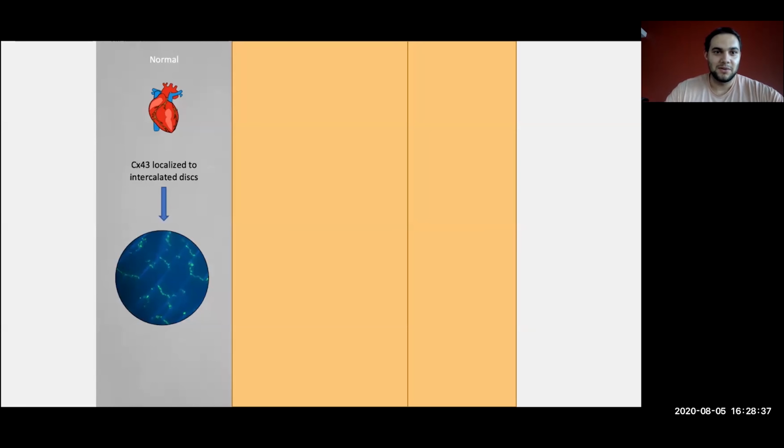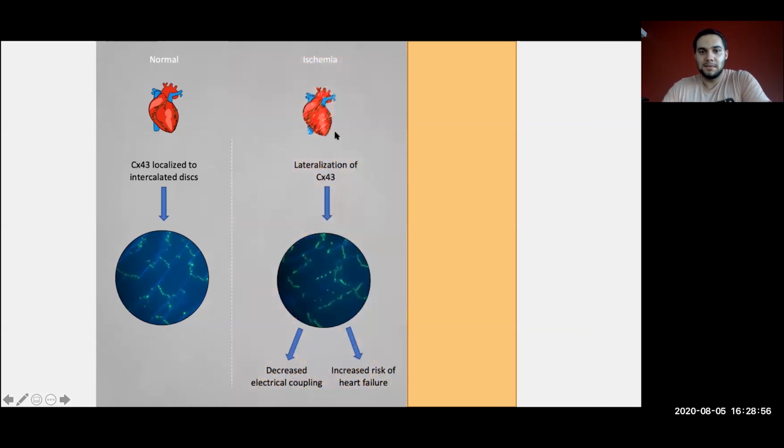infographic here. So in normal conditions, you have connexin 43 localized to intercalated discs, kind of like I showed with that animation before. So in this image, here are the cells outlined in blue, and in the green is the connexins. So you can see they're nicely in the intercalated discs for the most part. But when you have ischemia, you get lateralization of this connexin. So the proteins move to the borders of the myocytes where they can't electrically conduct as well, or if at all, when they're at the intercalated disc. So you get increased risk of arrhythmias and heart failure.